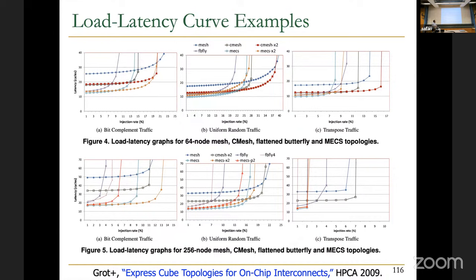For example, bit complement is very famous to show how good your network design is for long traffic or global traffic patterns. Because by complementing the source, you need to go to the farthest destination or farthest node. So you are checking the ability of your network for global communication. The same is also true for uniform random traffic, transpose, and many other cases like that.